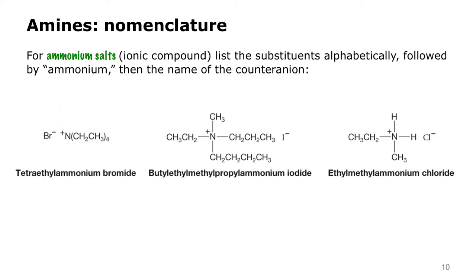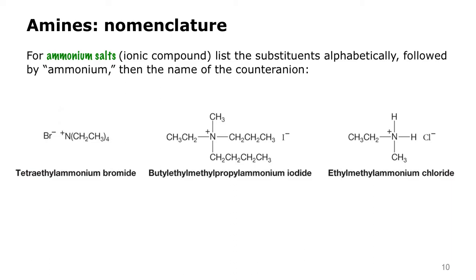And so if you look at these examples, the first one, we have 4 ethyl groups. Tetra is 4, tetraethyl ammonium, and then we name the anion in the usual fashion, bromide. You can have different groups. This one has a methyl, an ethyl, a butyl, a propyl. You put them in alphabetical order. It's butyl, ethyl, methyl, propyl, ammonium, and then you name the anion.